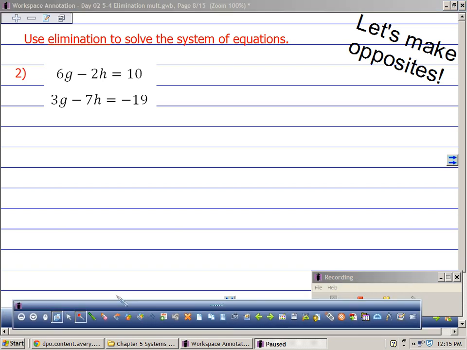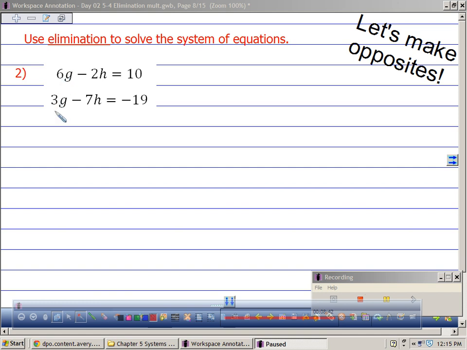I don't see any opposite coefficients. So what do we need to do? We can make opposite coefficients, right? But not only do I need to make opposite coefficients, but what else do I need to do? Make everything else match. Do these match right here?